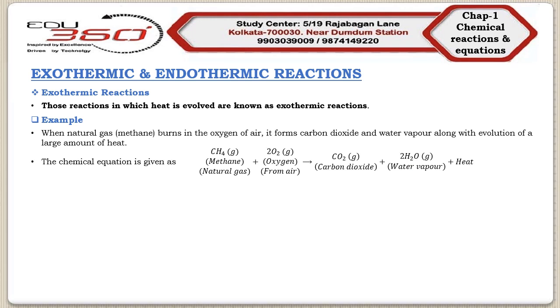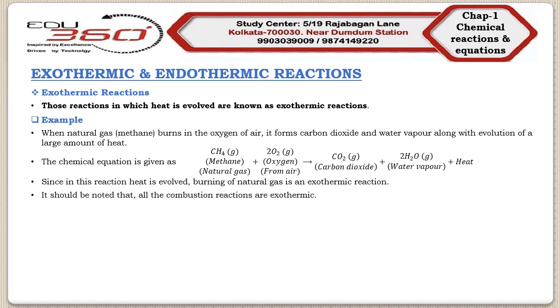So we can say that since heat is produced during the burning of natural gas in air, this is an example of exothermic reactions. Now all the combustion reactions produce heat, so we can say that all the combustion reactions are exothermic reactions.